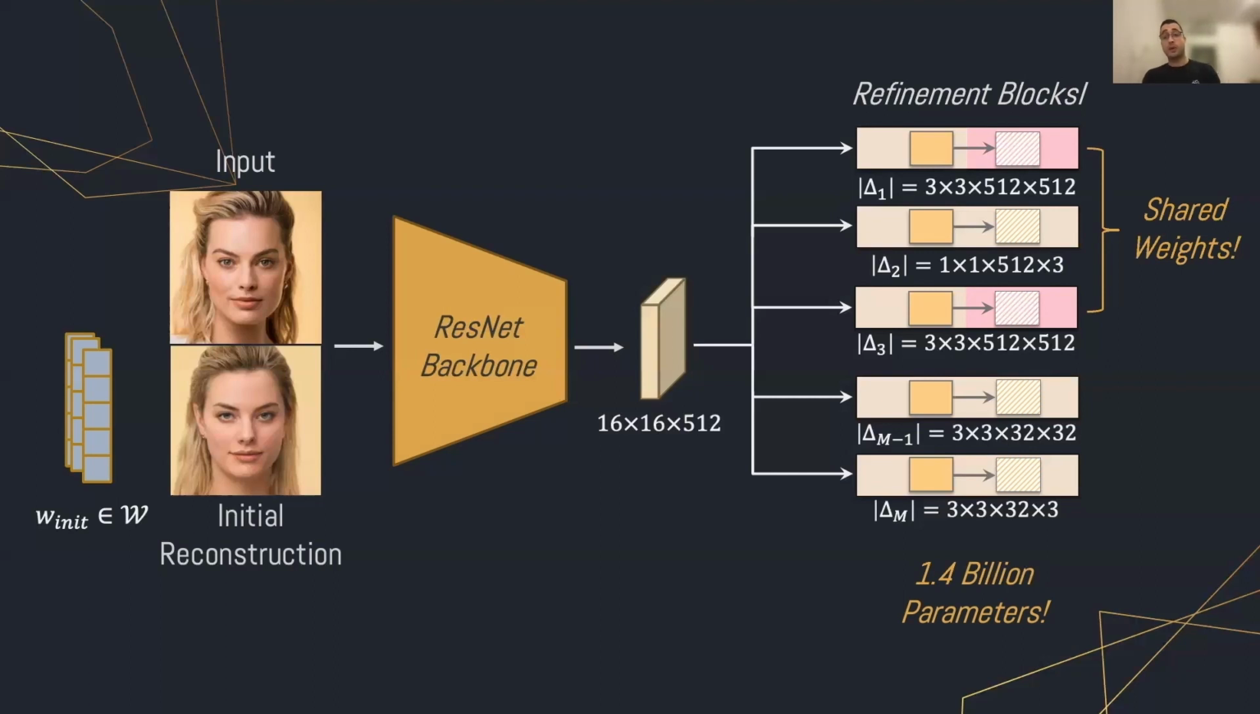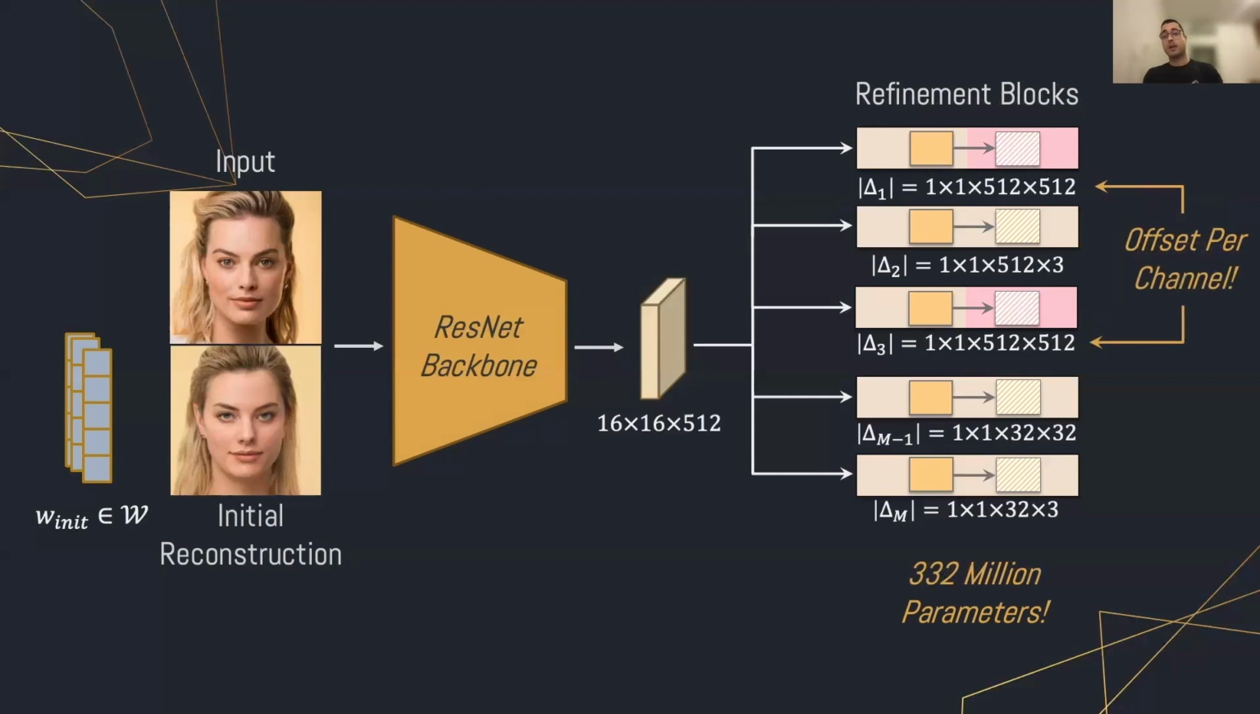So in addition, we're actually going to compute an offset per channel. We have this 3 by 3 convolutional filter. Rather than computing an offset for each of the 9 parameters, we're going to output a single offset for the entire channel. And this reduces the number of parameters from 1.4 billion to about 330 million. And just to give you an estimate of where we are in comparison to PSP, PSP had about 270 million parameters.